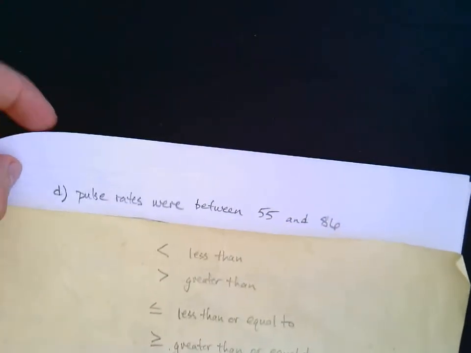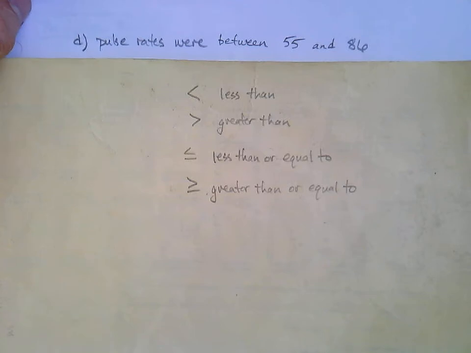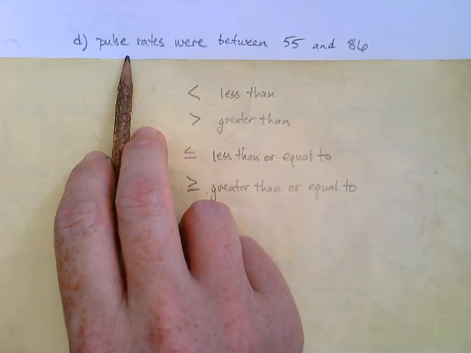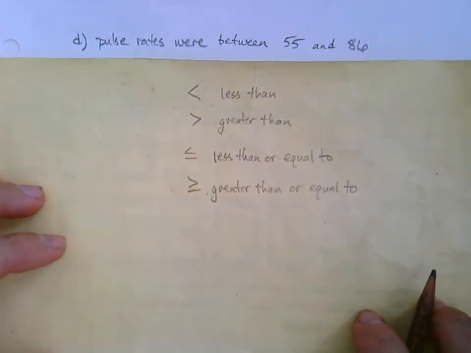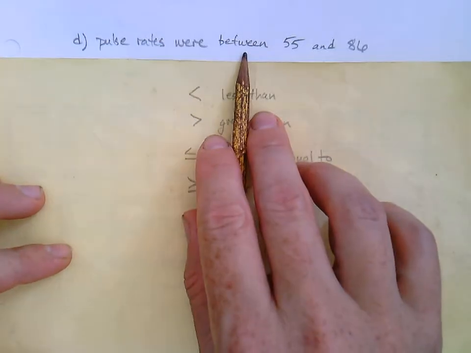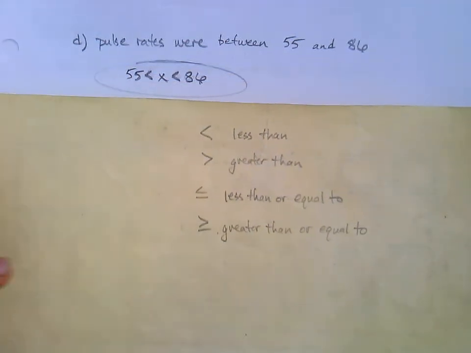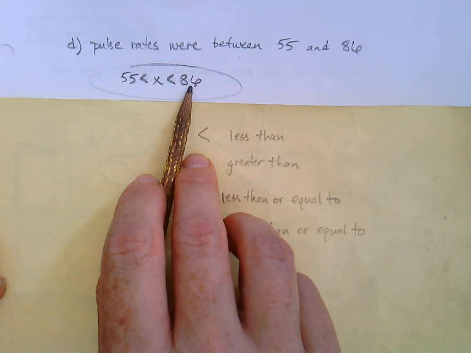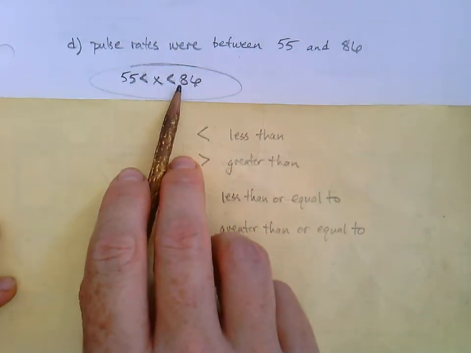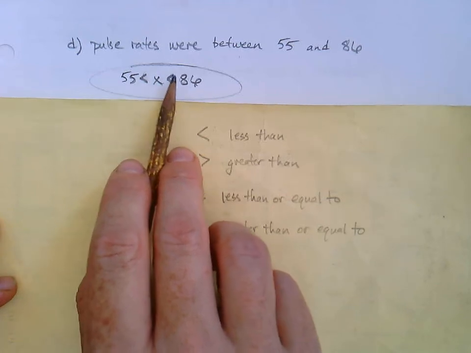I've got another one. Pulse rates were between 55 and 86. All right. So when you say pulse rates, well, that's some number. So we'll use a variable for the pulse rates between 55 and 86. Okay, that's interesting. So it's caught in the middle. Here's what we're going to do. We're going to put x between the 55 and the 86, and then we're going to use less than symbols. 55 is less than x, which is less than 86.